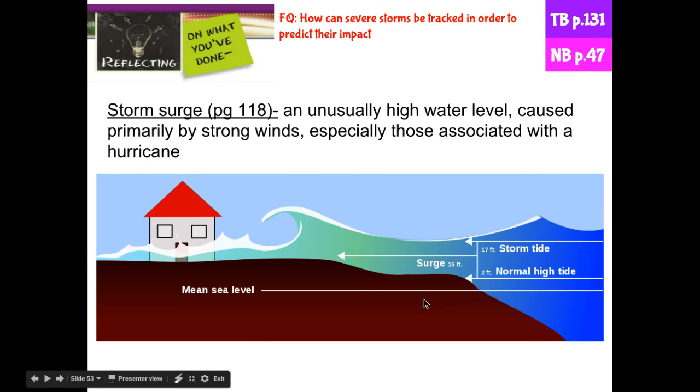So as you look at this diagram, this would be the average sea level, the mean sea level right here. And then you might have a high tide because of the sun and the moon. And then the storm tide caused by the low pressure system that's swelling. And then you get that storm surge. So we've talked a lot about this, and you are expected to know this for the quiz.